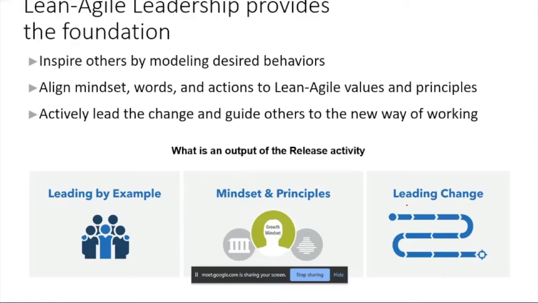Leading by example, leaders gain earned authority by modeling. Again, the word is very important, modeling the desired behaviors for others to follow, inspiring them to incorporate the leader's example into their development journey. Mindset and principles. By embedding the lean-agile way of working in their beliefs, decisions, responses, and actions, leaders model the expected norm throughout the organization. Leading the change.